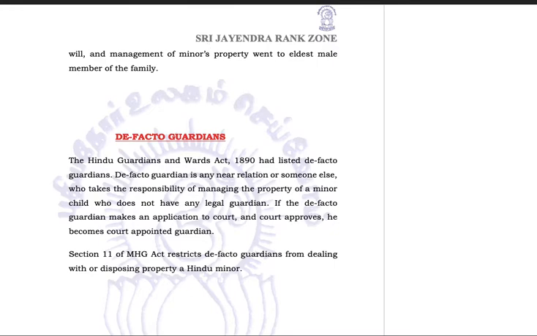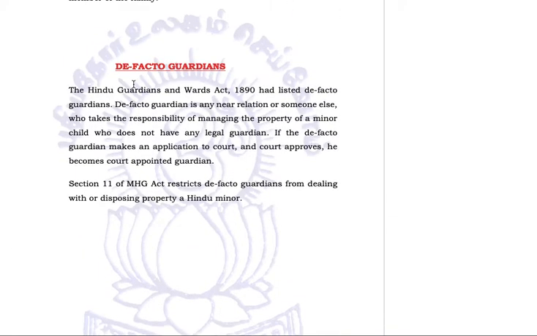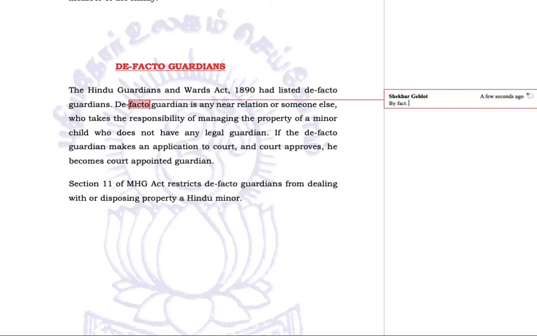Now the third category of guardian is de facto guardians. The Guardians and Wards Act 1890 listed de facto guardian. De facto guardian is any near relation or someone else. De facto means by fact. So by fact, near relatives are more close to the child. That is a fact because they are relatives. Okay, so they are de facto guardians. If there is no testamentary guardian, no natural guardian, then de facto guardian comes into picture.